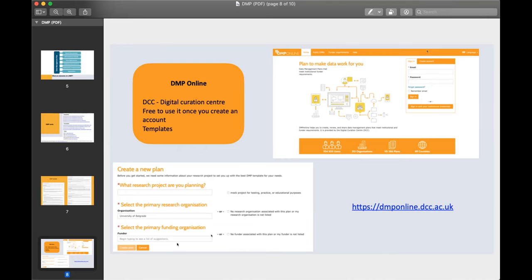As for the funding organization, as you start typing, it will autocomplete. And if it doesn't find your funding organization, you can just tick that there is no funder. Basically, what does this section here do? It tailors the rest of the process to your needs. In other words, you will get a template in accordance with the funder's requirements.